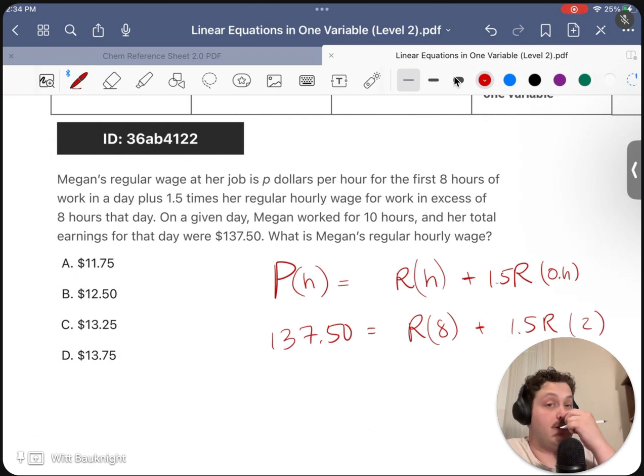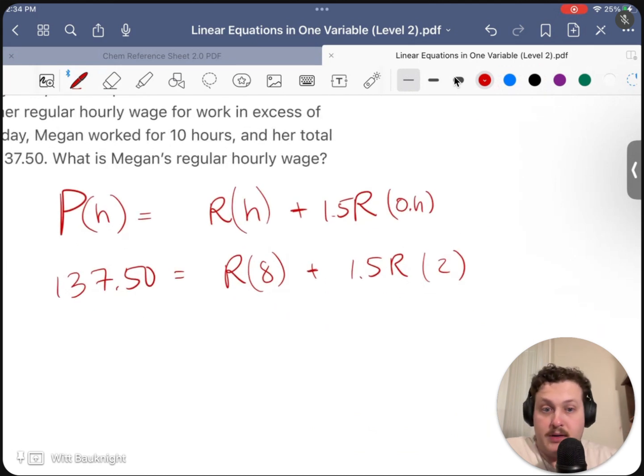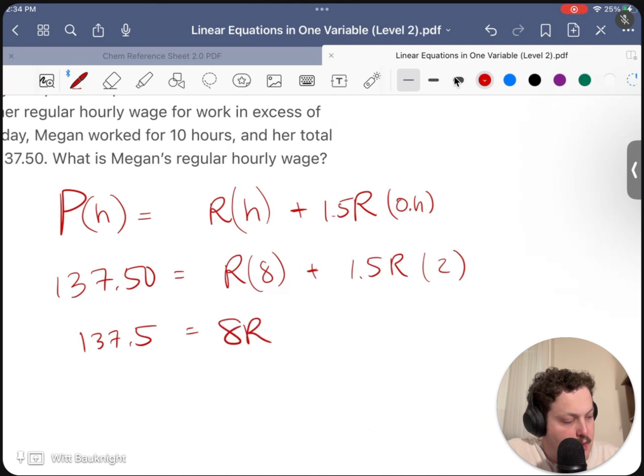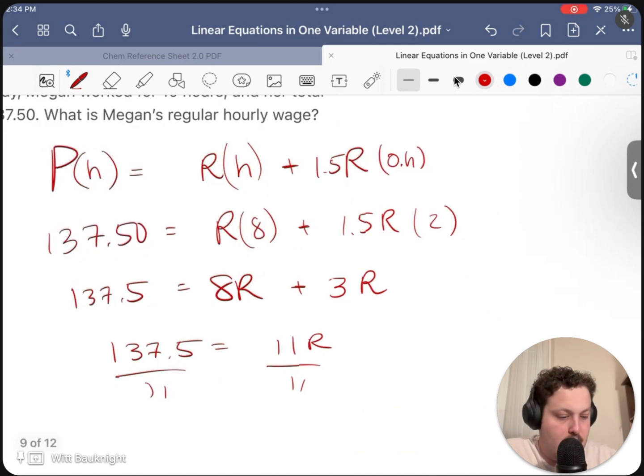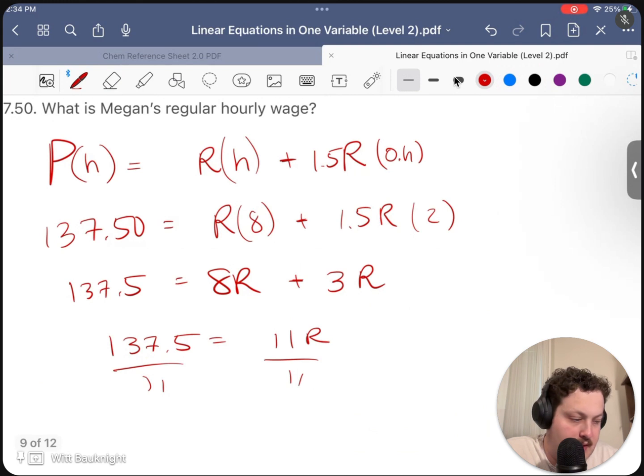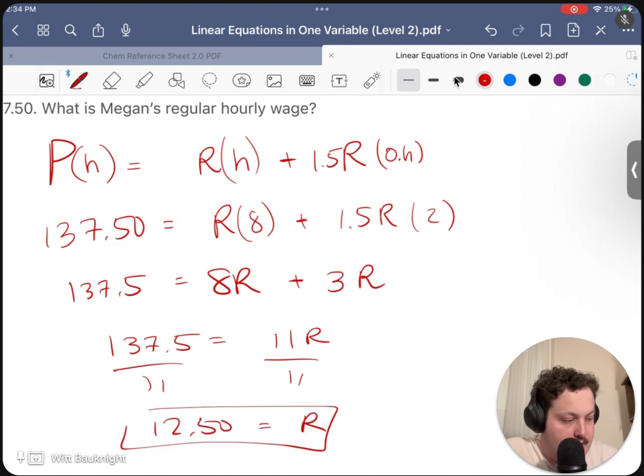Because if she worked 10 hours in the day, 8 of those were regular hours, 2 of those were overtime, right? All right, so 137.5 equals 8R plus 3R. 137.5 equals 11R. Divide both sides by 11. 137.5 divided by 11. $12.50 is her regular hourly rate.